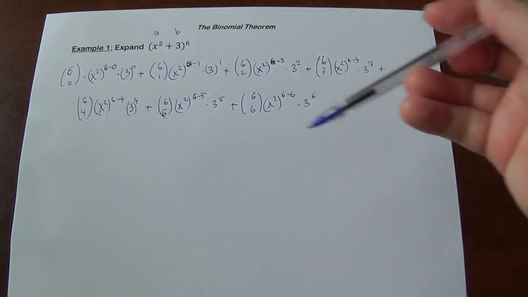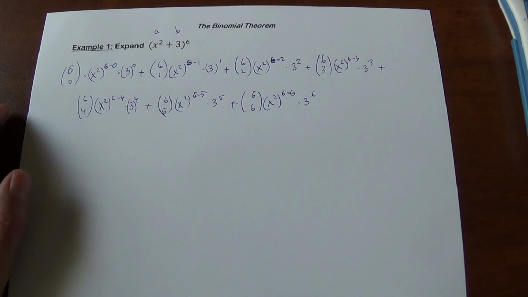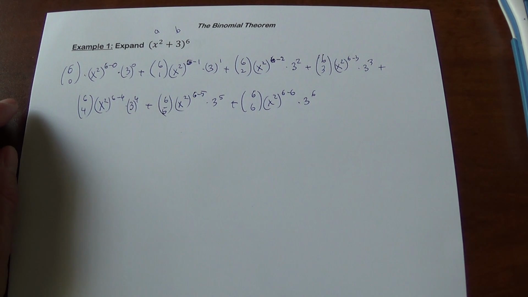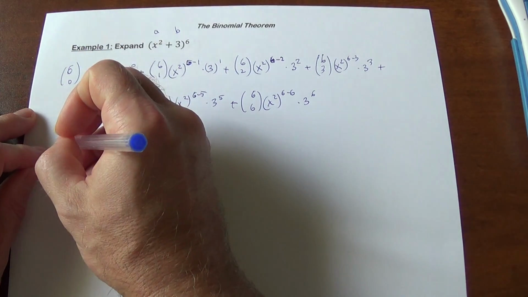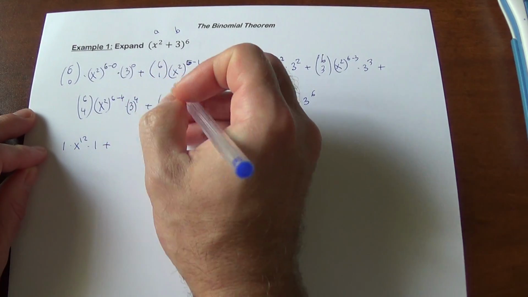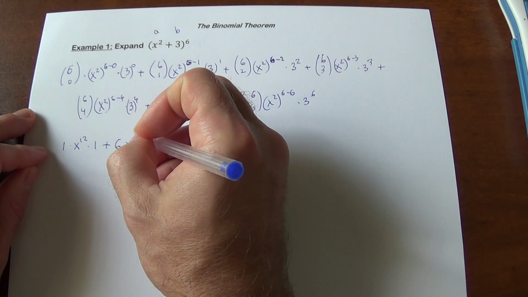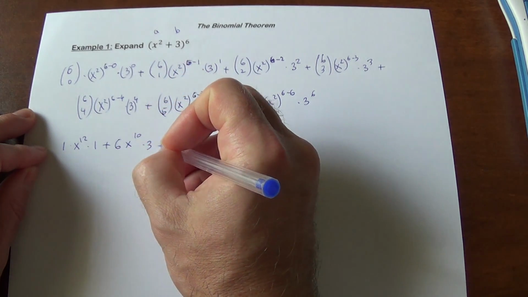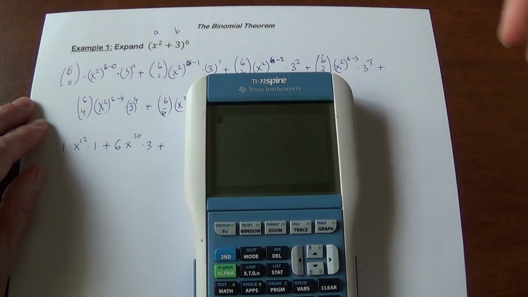So what's this thing here? This is the number of ways you can select 0 objects out of 6. I'm not going to spend time in this video discussing the expression that allows you to compute that. We're going to rely on the calculator. So this gives you 1 times x to the 12th times 1, plus 1 out of 6 items. There are 6 ways to do that, x to the power 10 times 3, plus 2 out of 6. To do that, we can use a calculator.